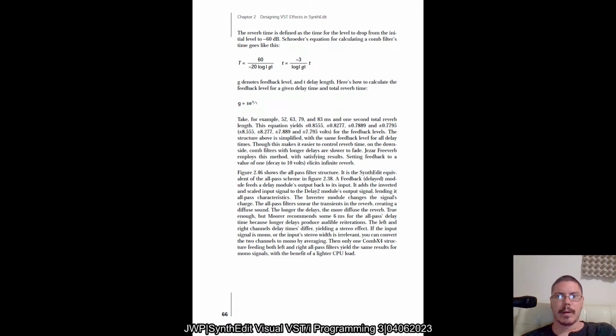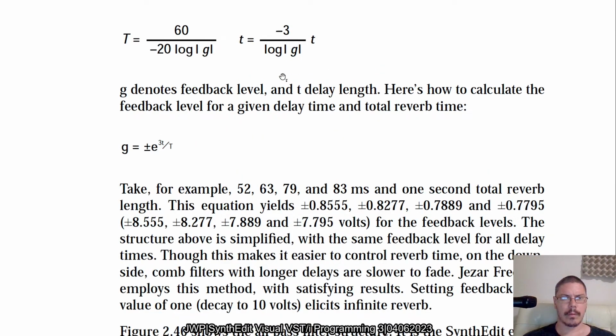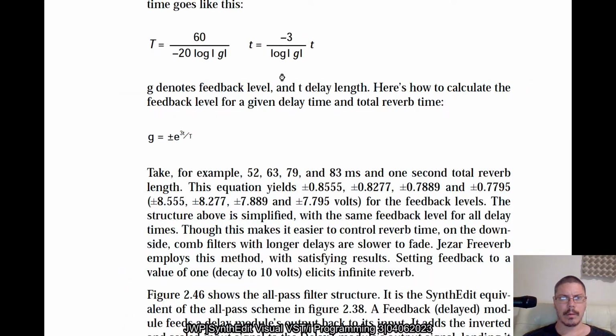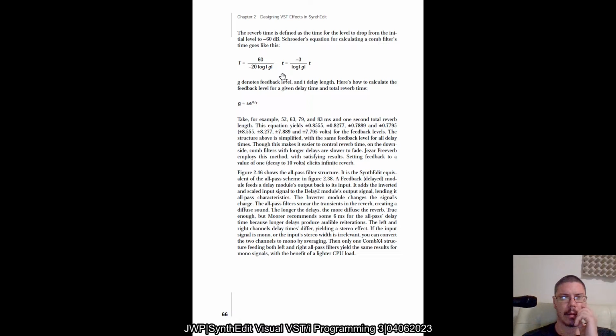The reverb time is defined as the time for the level to drop from the initial value to -60 dB. Schroeder's equation for calculating a comb filter's time goes like this. Time equals 60 over -20 log |G| times small t, which is -3 t over log |G| equals R times time. G denotes feedback level and small t delay length.